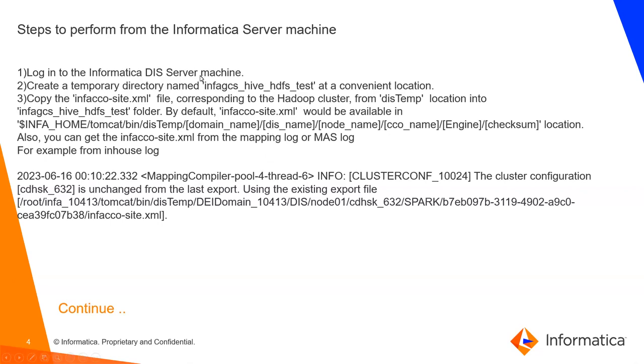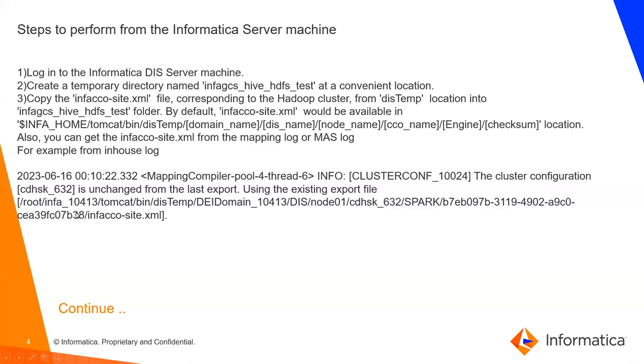First, we need to log in to the Informatica Server machine and create a directory with the name infa_jcs_hive_hdfs_test at your convenient location; you can give any other name as well. Next, we need to copy the infacco-site.xml into this directory. The infacco-site.xml will be present under Info Home, tomcat, bin, ds, temp, domain name, DIS name, node name, CCO name, engine checksum. You can get the infacco-site.xml from the mapping log as well.